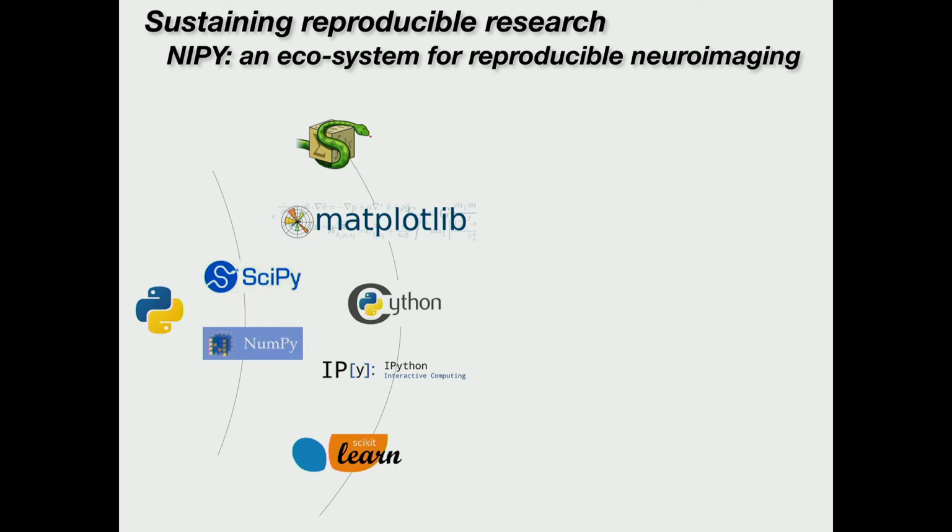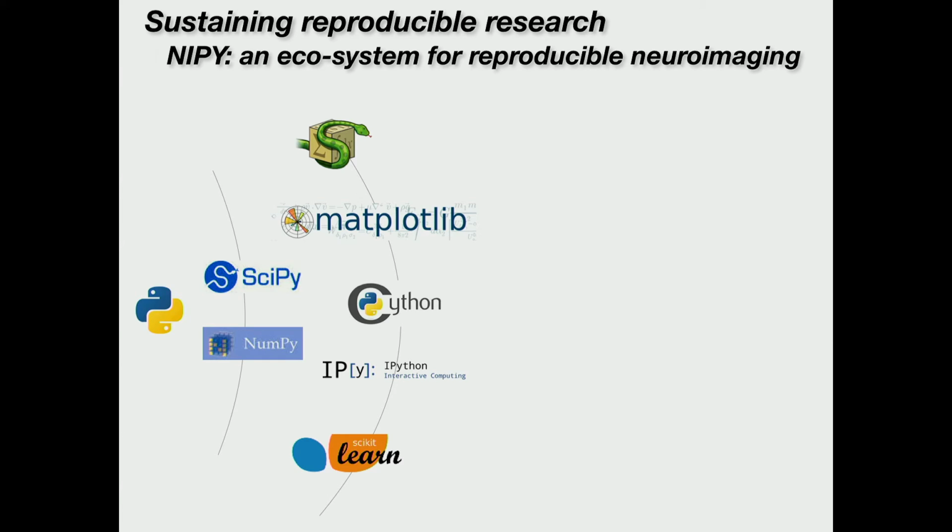This is very nice, but it's not particularly sustainable in the sense that it requires maintenance, right? Code rots, as we all know. Over time, code that ran a year ago, we don't know if it will run tomorrow. It requires some kind of a larger community effort to produce this kind of sustainability. And so I'm going to tell you about Nipy, which is an ecosystem for reproducible neuroimaging.